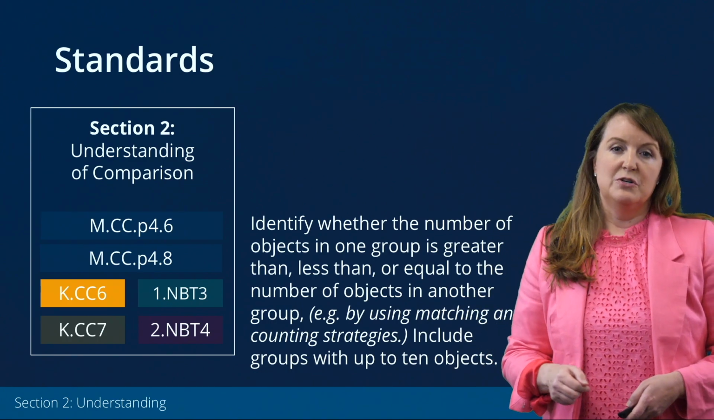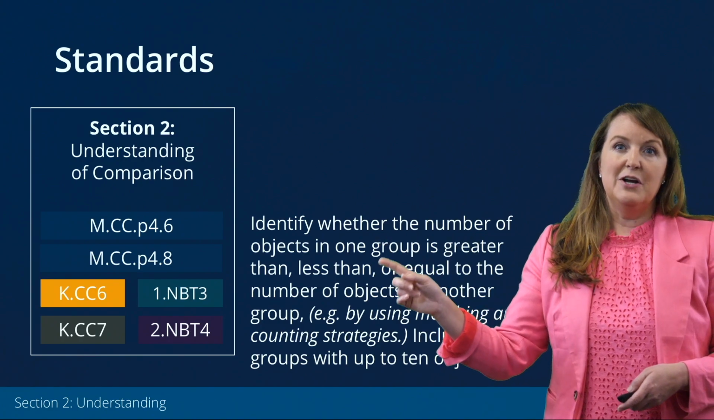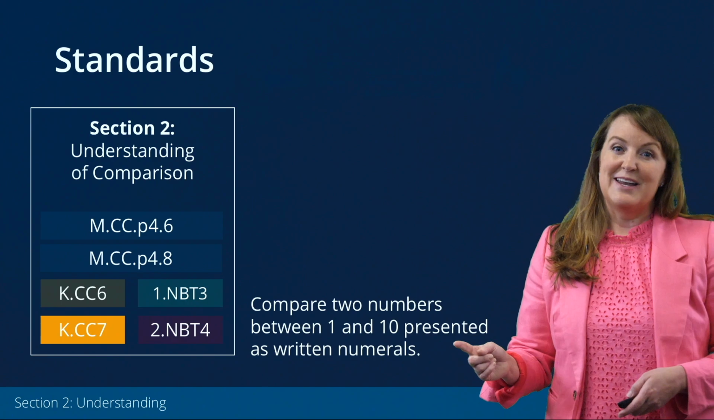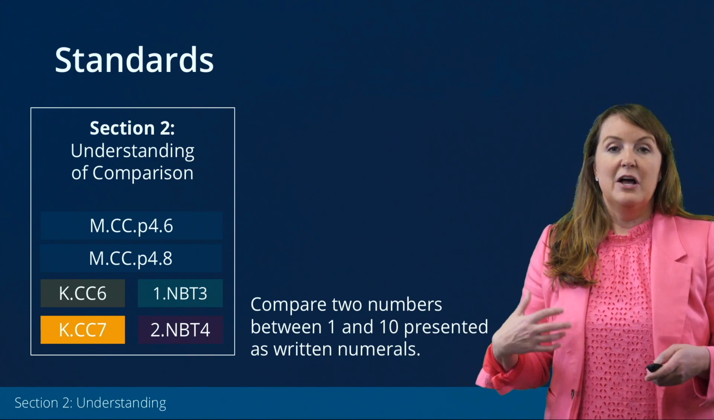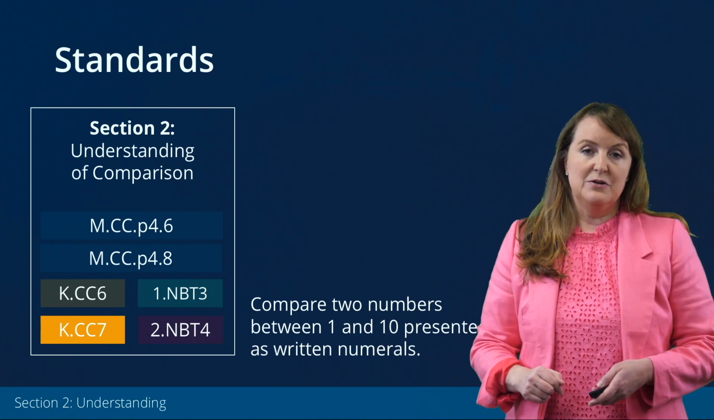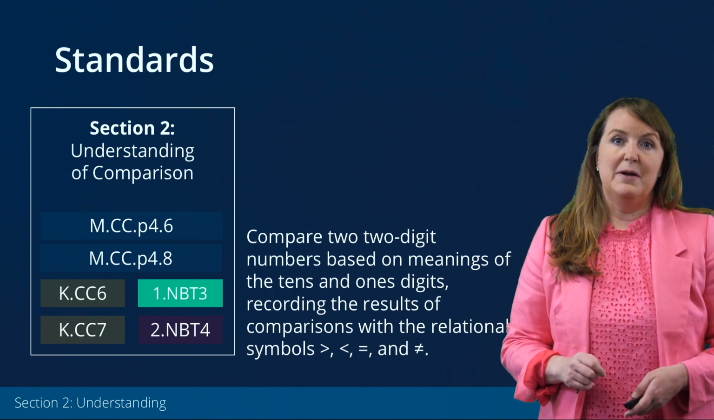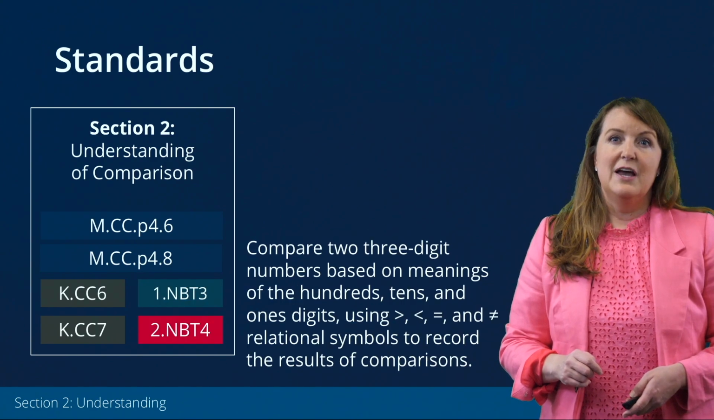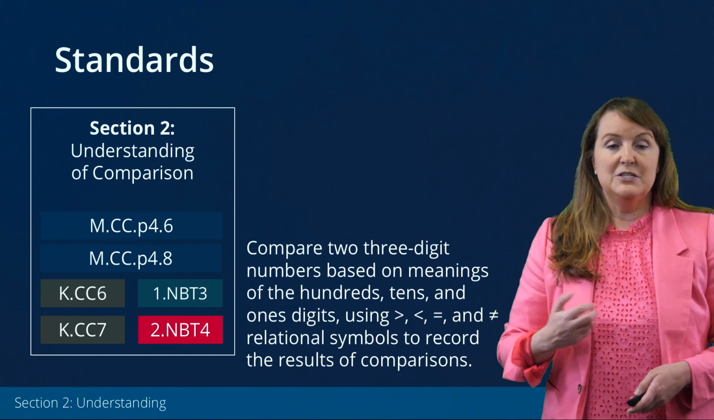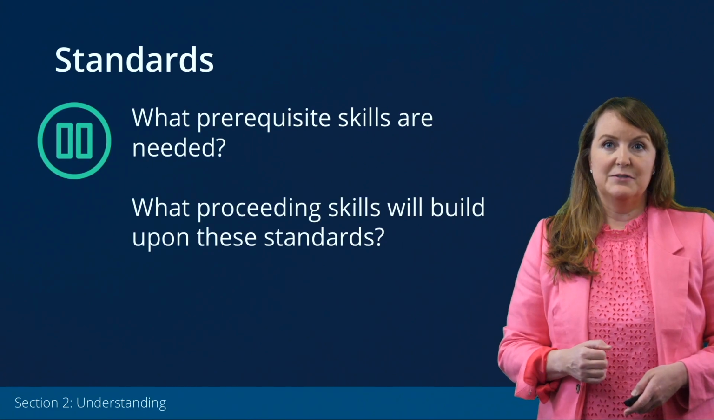In kindergarten, students are expected to compare sets of objects to understand greater than, less than, or equal to. And they're also now expected to be able to compare two numbers anywhere from 1 to 10, presented with written numerals. As we get into first grade, students are expected to compare two two-digit numbers. And as we get into second grade, we're expected to compare two three-digit numbers. So a lot of comparison across these grade levels.